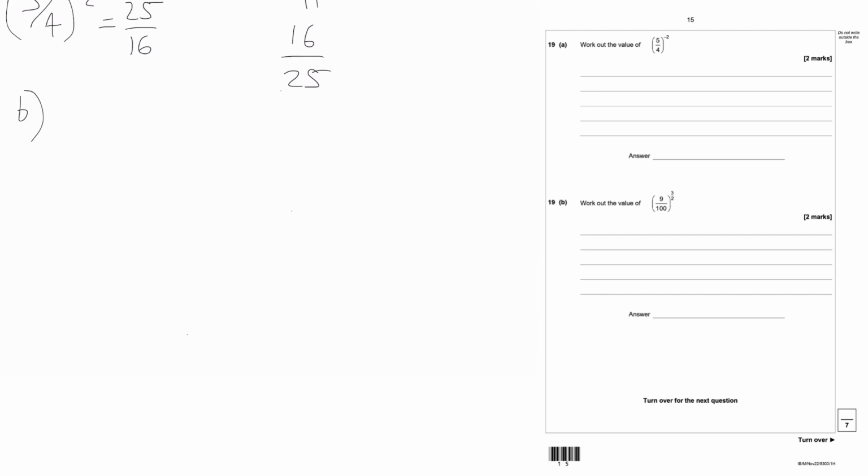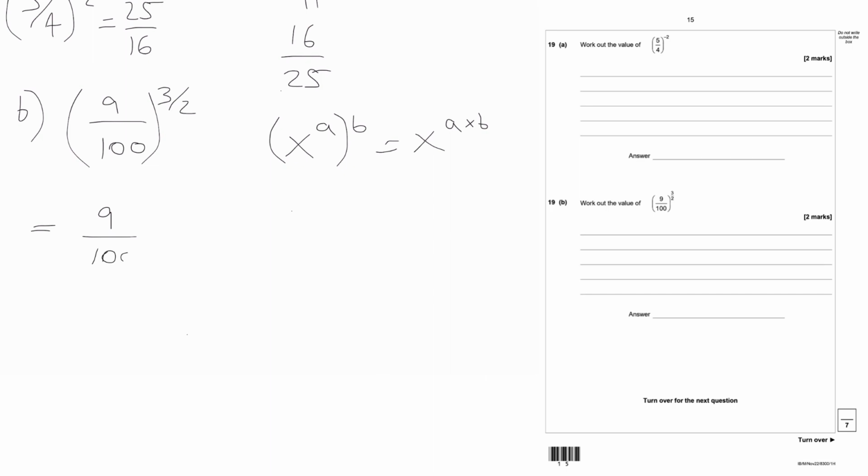So for part B, we're asked to work out what 9 over 100 to the power of 3 over 2 is. So this time, I'm going to use the rule that when we have x to the power of a to the power of b, this is equivalent to x to the power of a times b. And I'm going to use this to rewrite the initial expression as 9 over 100 to the power of a half, all raised to the power of 3, because a half times 3 is 3 over 2.